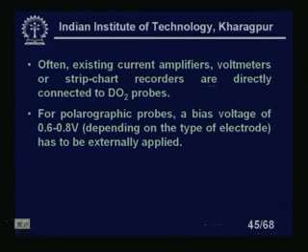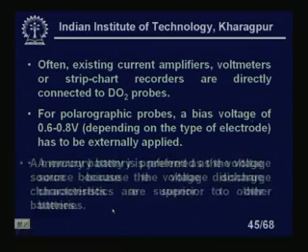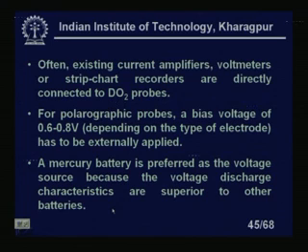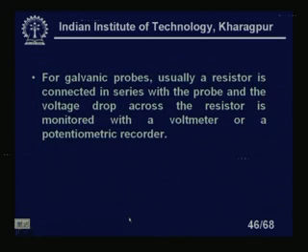For polarographic probes, a bias voltage of 0.6 to 0.8 volt, depending on the type of electrodes, has to be externally applied. That we have seen, always we need a bias voltage, which usually lies between 0.6 and 0.8 volt. A mercury battery is preferred as a voltage source because the voltage discharge characteristics are superior to other batteries. For galvanic probes, usually a resistor is connected in series with the probe and the voltage drop across the resistor is monitored with a voltmeter or a potentiometric recorder.